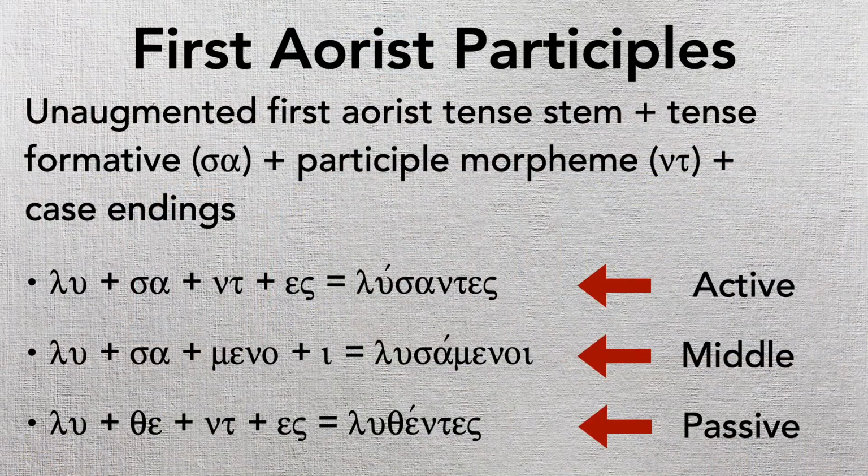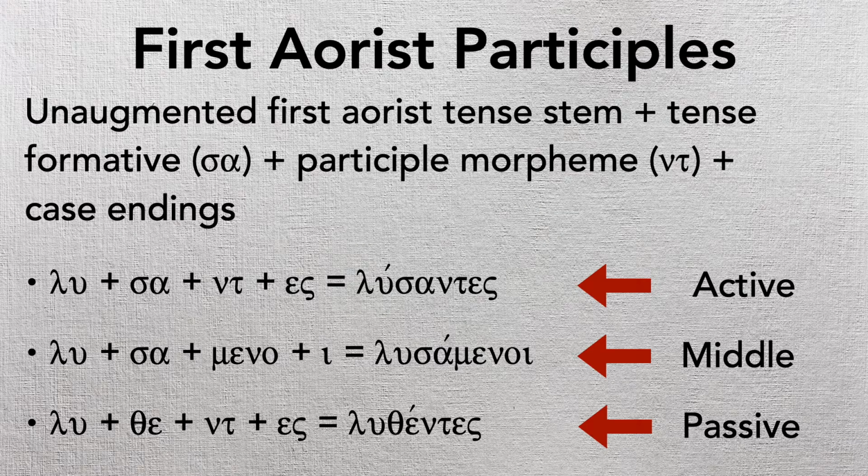Remember, passive has always been a little bit weird in the aorist. Instead of the normal morpheme, it takes, what, the theta, okay? So in this case, rather than theta eta, it's theta epsilon, okay? So we get luthentes, okay?